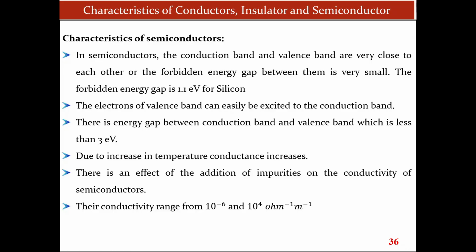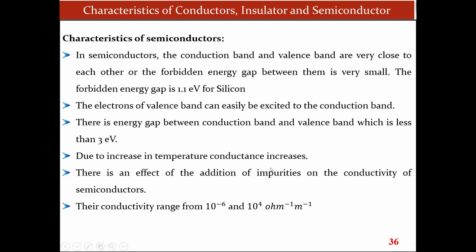But for insulator we need greater than 3 electron volt. That's why here we need a very small energy. So there is an energy gap between conduction band and valency band, which is less than 3 electron volt. Due to increasing temperature, conductance increases. Conductance is proportional to the temperature. There is also an effect of addition of impurities, which is called doping.